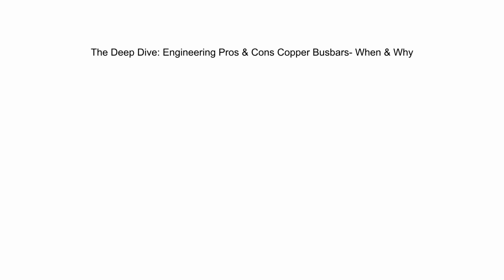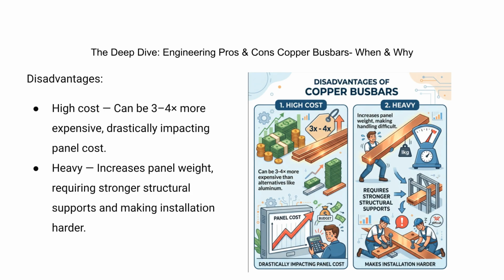The main disadvantages of copper are its high cost, which can be 3 to 4 times more than alternatives, and its heavy weight. This added weight necessitates stronger structural supports and makes installation more difficult.